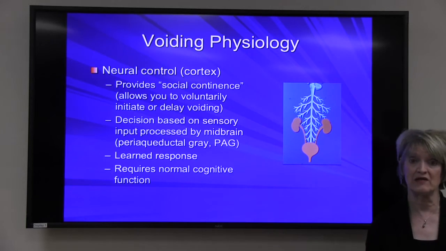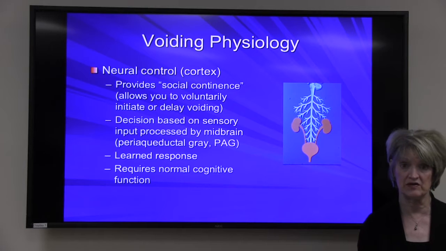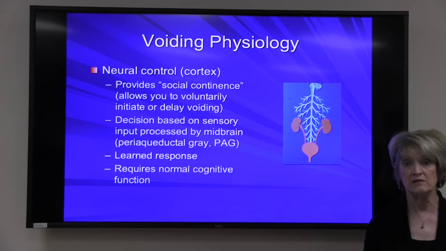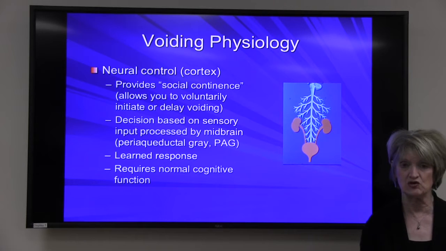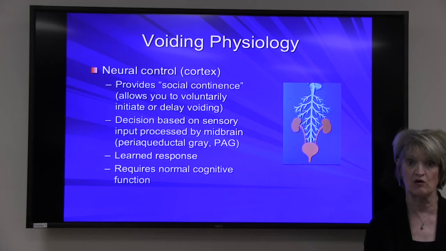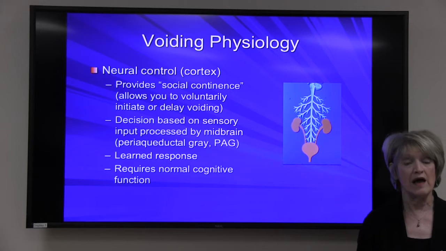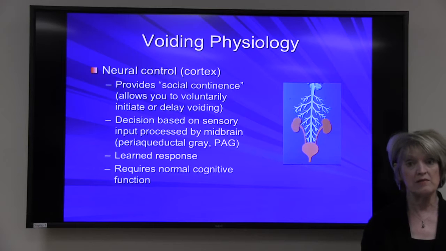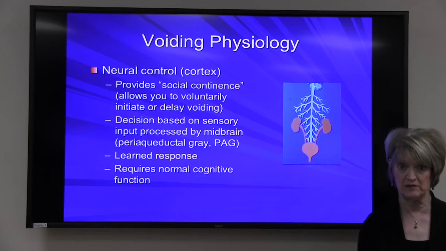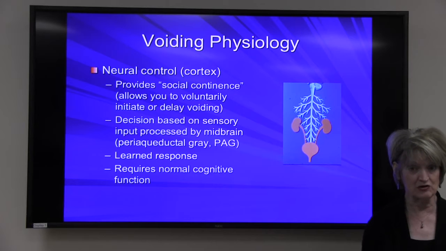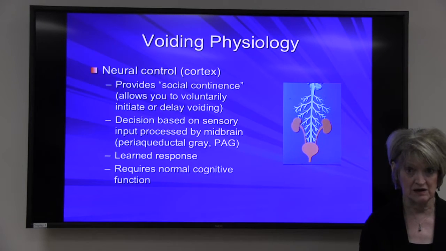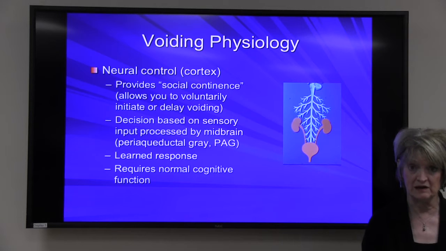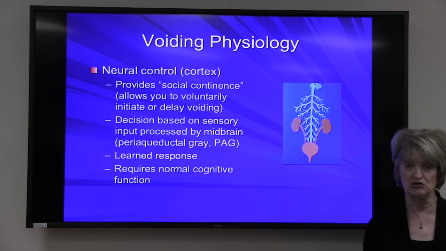Now, that decision making by the cortex is based on sensory input that is processed by the midbrain. The main structure in the midbrain is the PAG, or periaqueductal gray. What the midbrain does is receive sensory input. So it gets input from the bladder that says, I'm really full and I really have to go. But it also gets environmental and social input that says, yes, the bladder's really full, but I'm sitting on a plane. The bladder's really full, I'm in a meeting. In that case, the cortex is going to decide, no, you do not void.